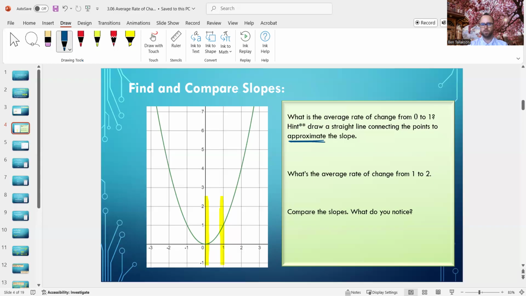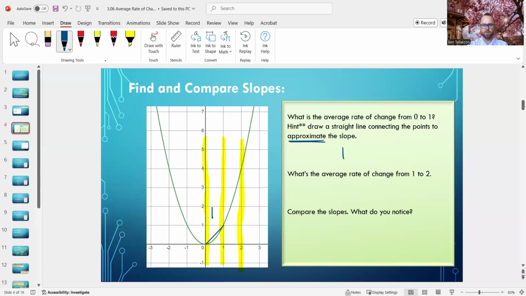Well, the way to do that is just draw a straight line and calculate that slope. This straight line here, we can all see has a slope of 1. Okay, so I'll just put a 1 in there as well. What about between 1 and 2? Here's 1, here's 2. Here's our different intervals.